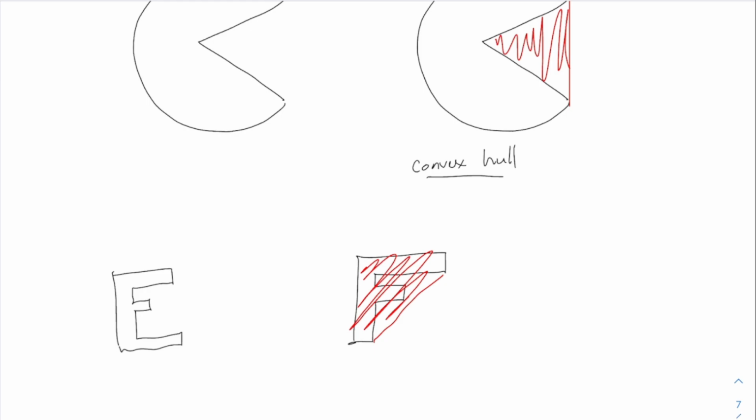And what about the convex hull of the E? Can someone just describe in words what the total shape would look like if you filled in the E? Yeah, it would just look like a square or a rectangle. You would have to connect up all of that, and you get everything on the inside.